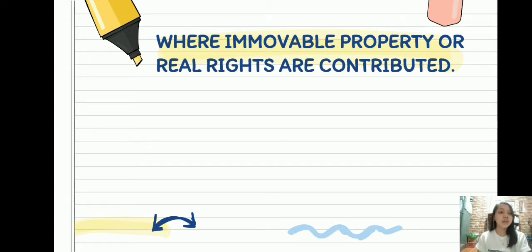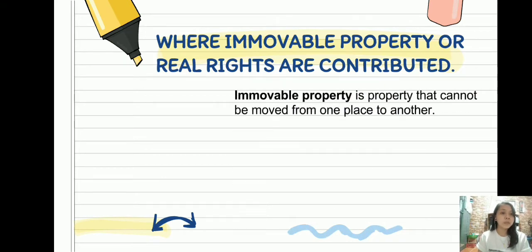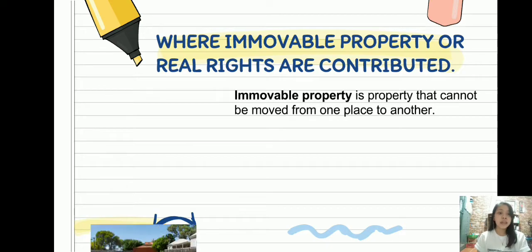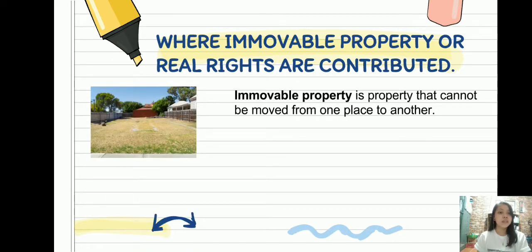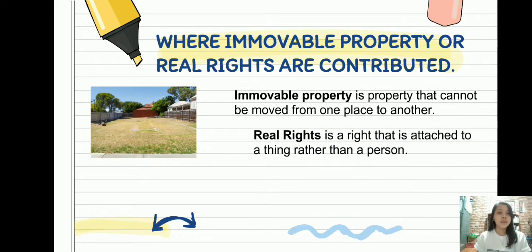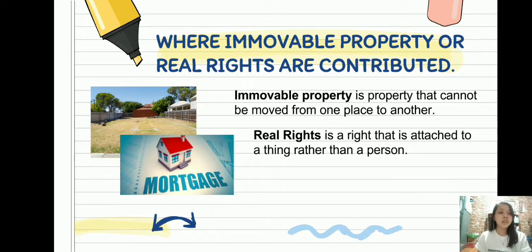Ano nga ba yung definition ng immovable property? An immovable property is a property that cannot be moved from one place to another. Example nga nito is a building and the land itself. So, next naman yung real rights. A real right is a right that is attached to a thing rather than a person. Example nito is ownership, pledge, and mortgage.